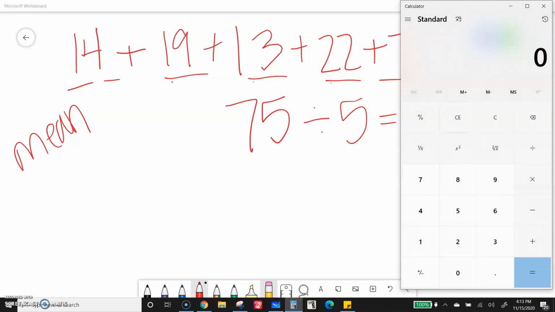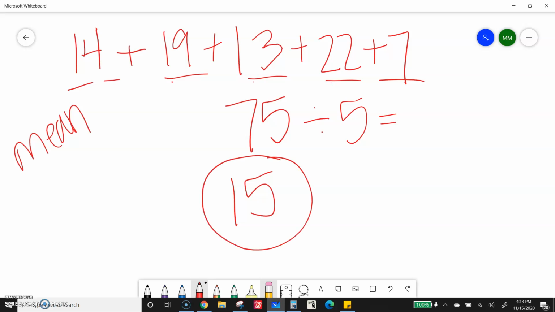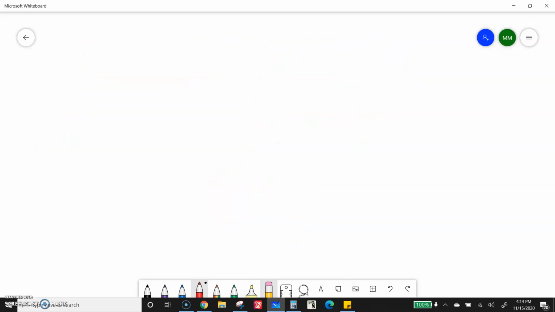If you don't have a calculator, just Google one, or there should be one on your Chromebook. Okay, I get 15. So the mean is 15. So if I had 14 blocks, 19 blocks, 13, 22, and 7, and I put them all in a big pile and I spread them out so that they were all level, I would get 15 in each stack. Let's do another example.